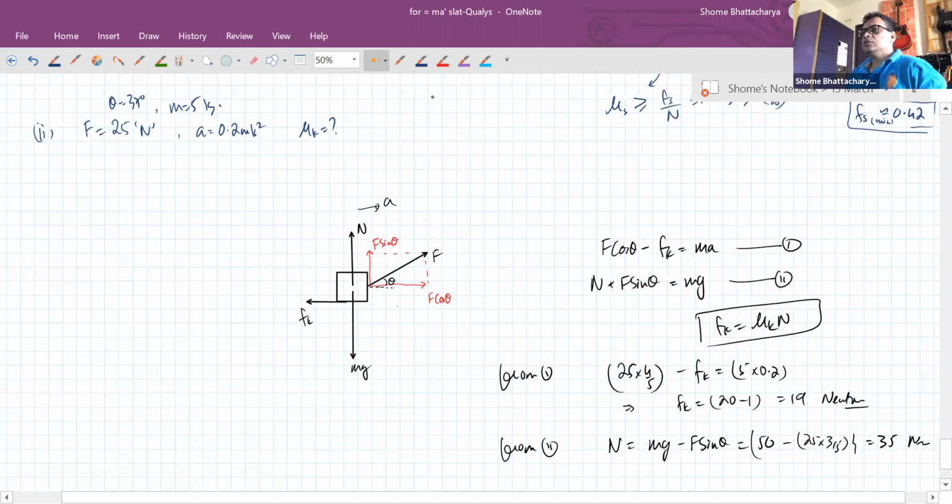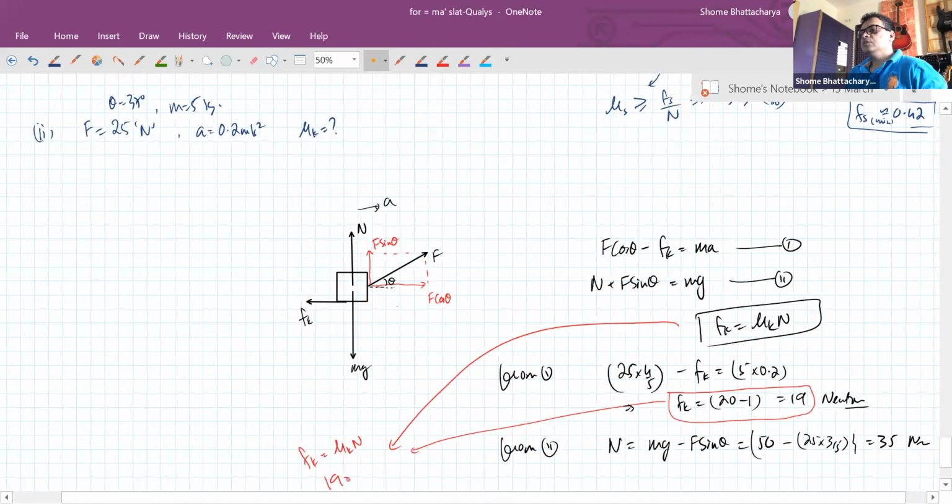So now we connect the two things. This equation is telling us that the kinetic friction from here is 19 newtons. So 19 newtons should be the unknown coefficient of kinetic friction into normal reaction 35. So the coefficient of kinetic friction is becoming 19 by 35, whatever that value is. 0.54, no?